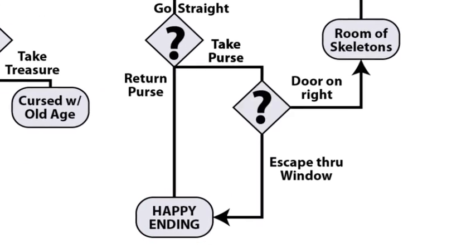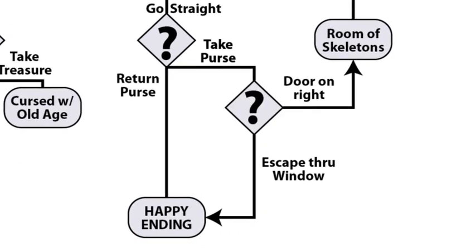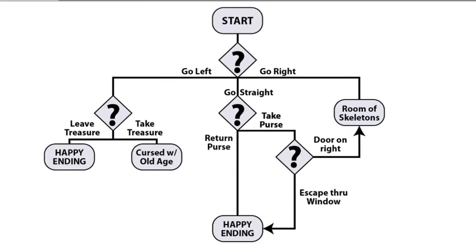However, if you decide to take the purse, you're presented with another challenge, another decision. Do I escape through the window? Not that pyramids have them. Or do I go down the door on the right? Well, if you escape through the window, you obviously escape to a happy ending. If you choose the door on the right, you're back inside the room of skeletons. And so this particular story, this one book, if this were as long as it was, it'll actually have 4 different endings that you could possibly choose from. And so that was the kind of neat thing about these Choose Your Own Adventure books.